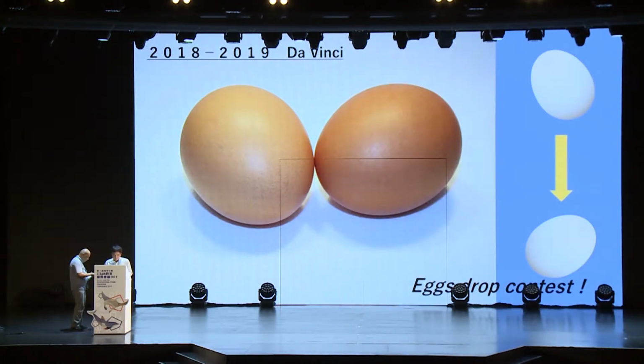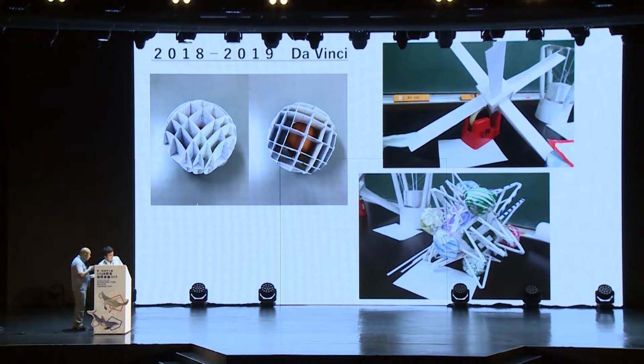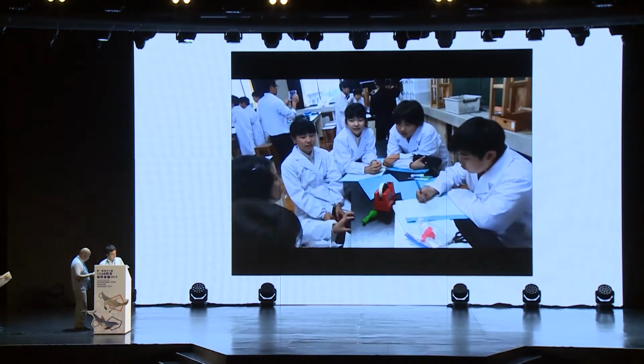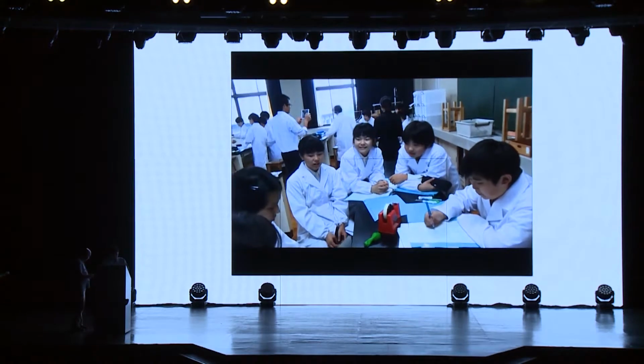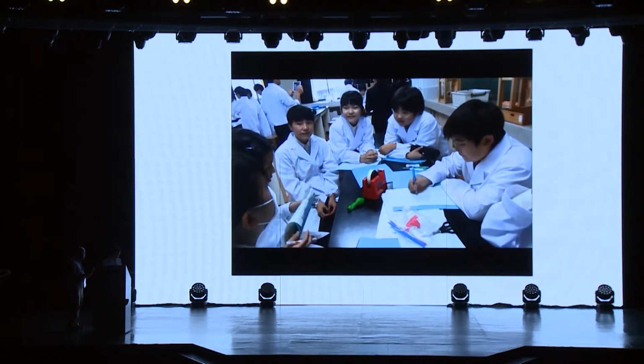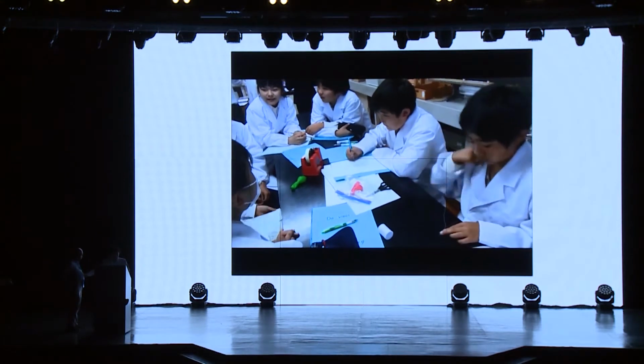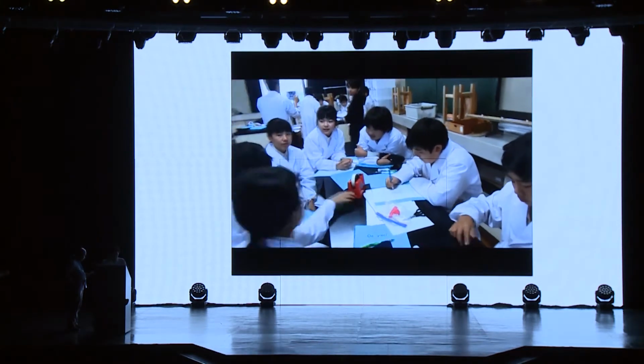The next one is an egg drop contest. Students are required to use scientific knowledge, creative thinking, artistic minds, communication ability, and so on. The right one is made by our students. The left one is a model by various subject teachers. This is a video of the contest. This is the meeting and development of their device.